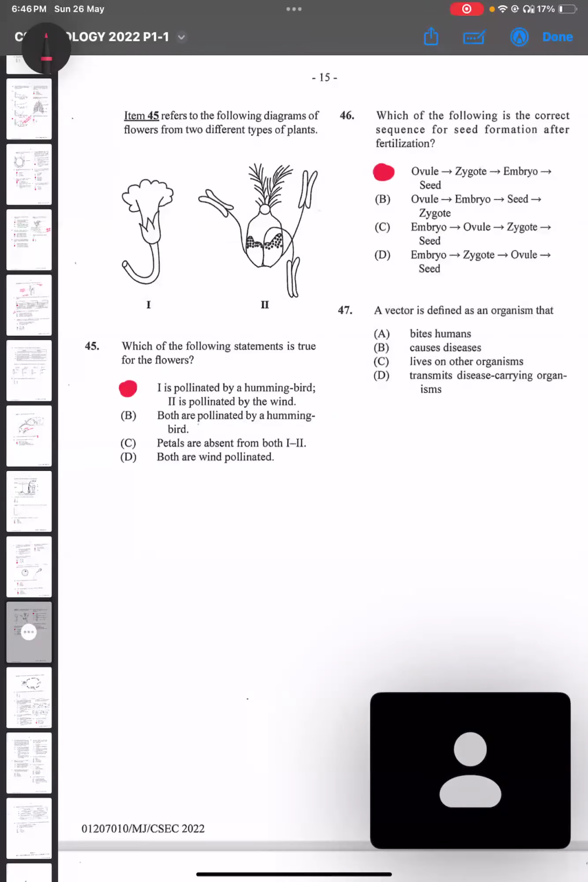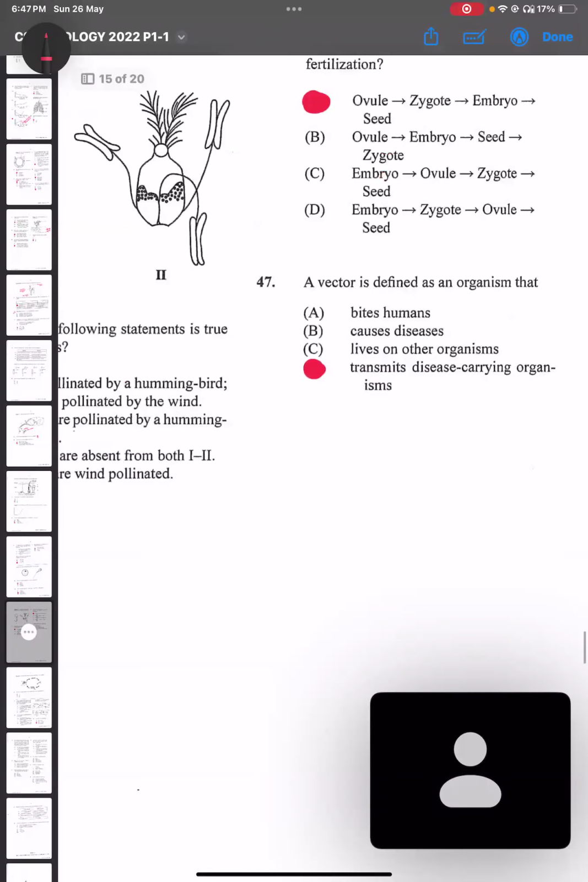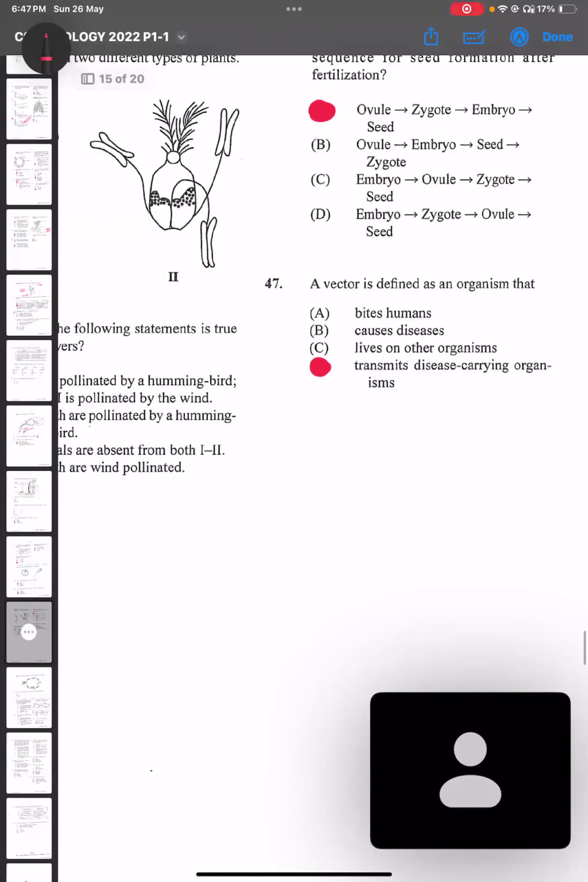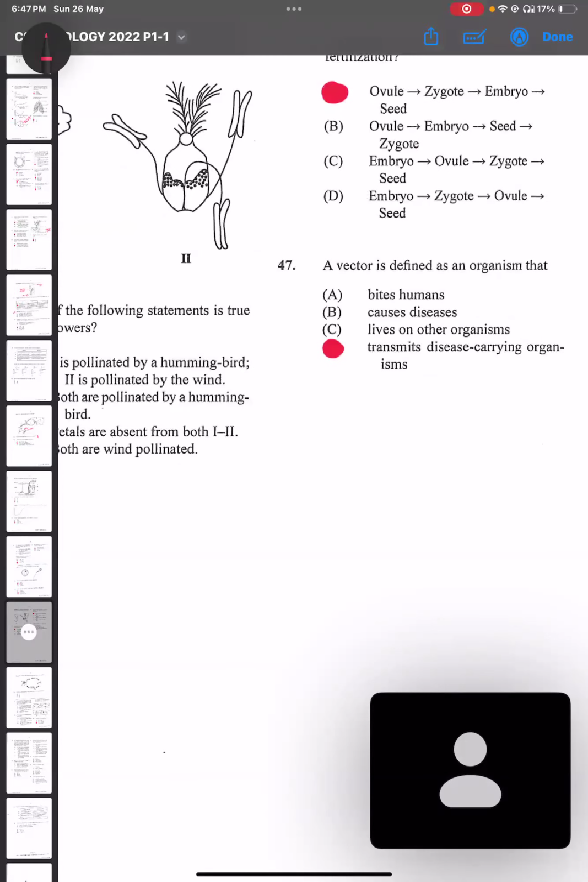Forty-seven. Yeah, that's the most appropriate. None of these answers are really nice, but yeah, 47 is the answer. Transmit is these carrying organs. Yeah, when I read it at first, it never made any sense, but reading it over again makes sense.